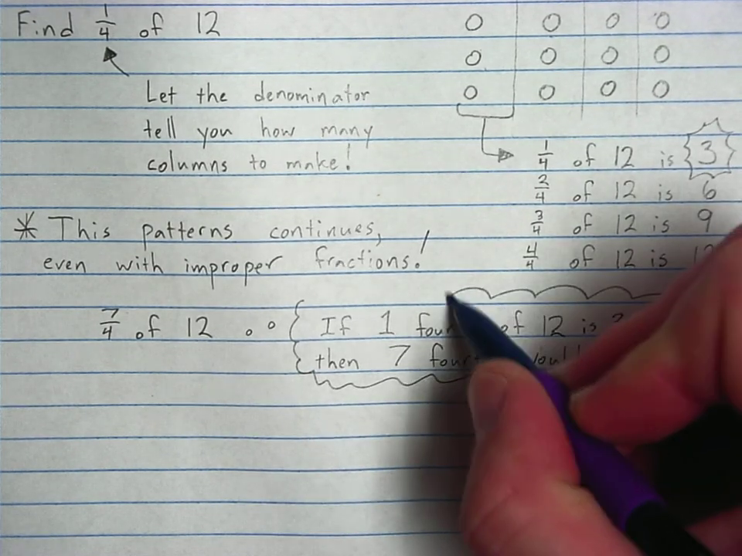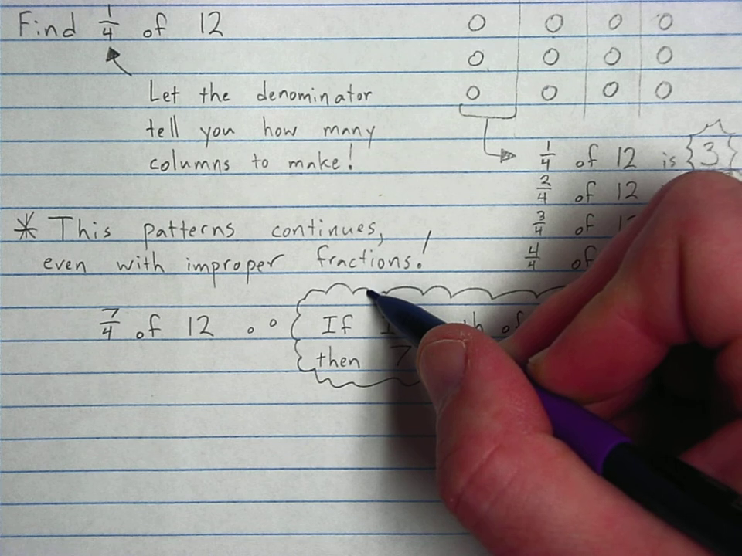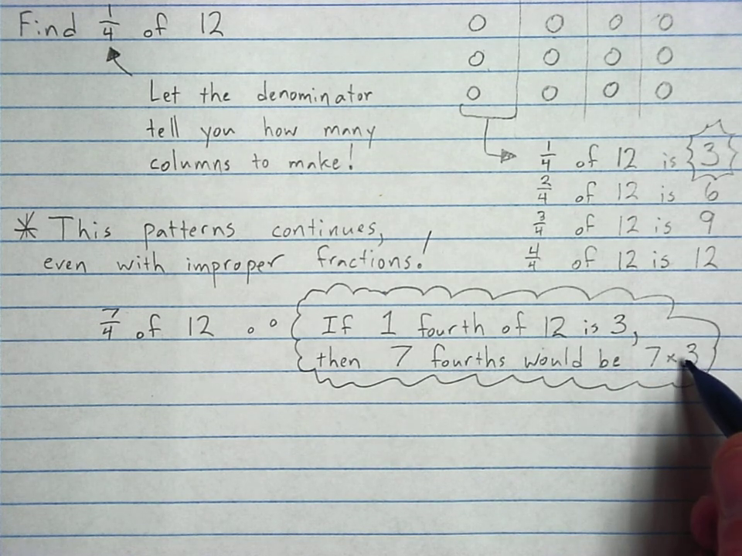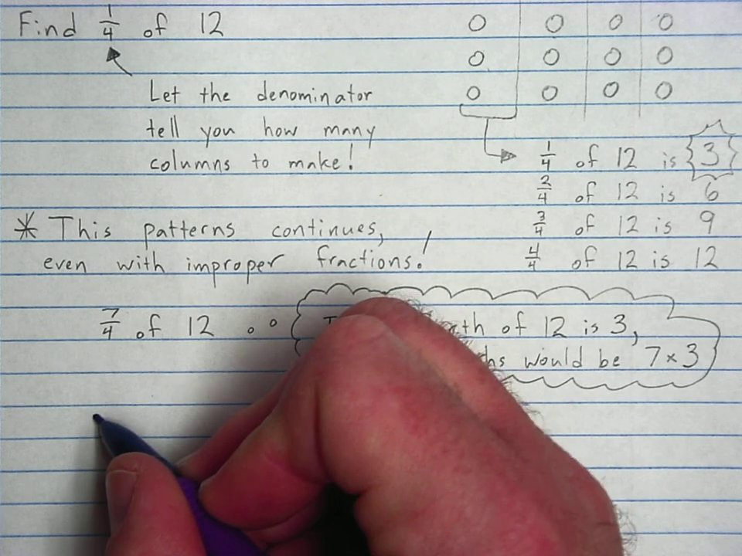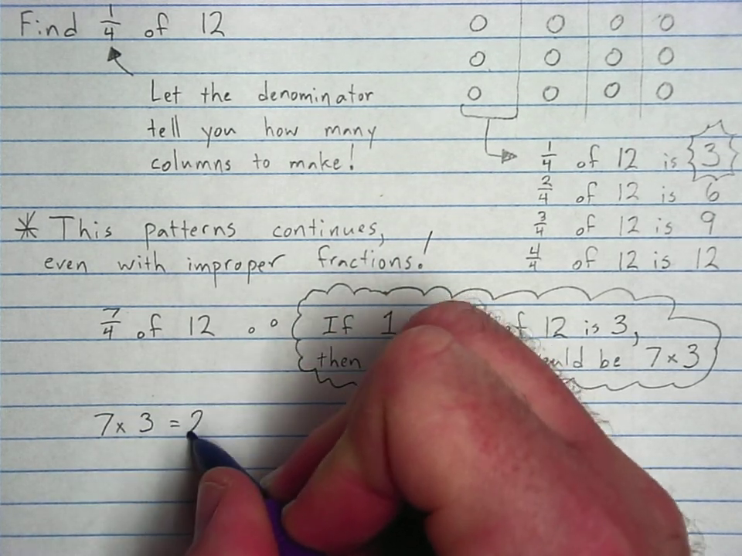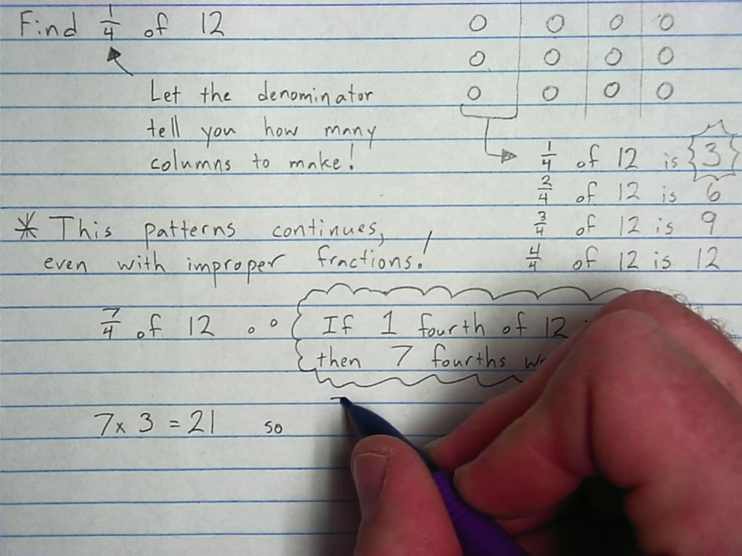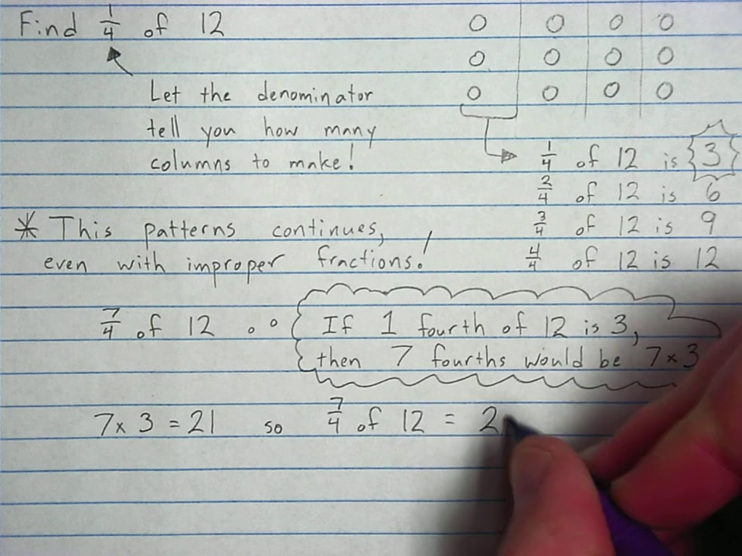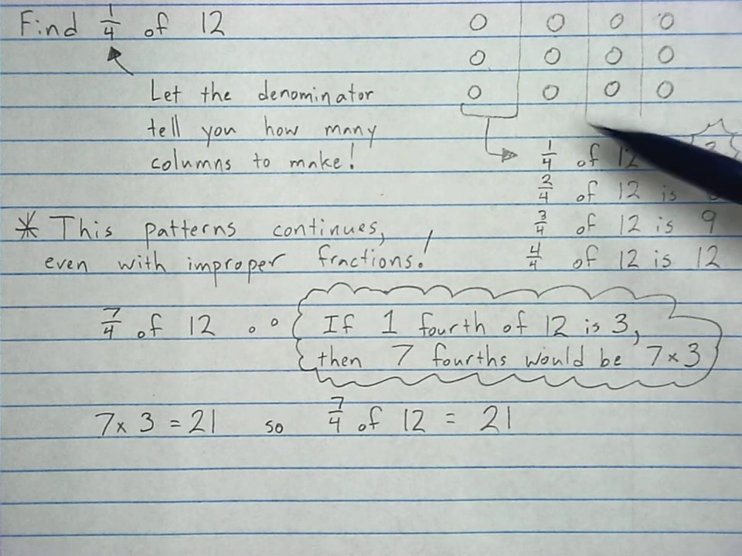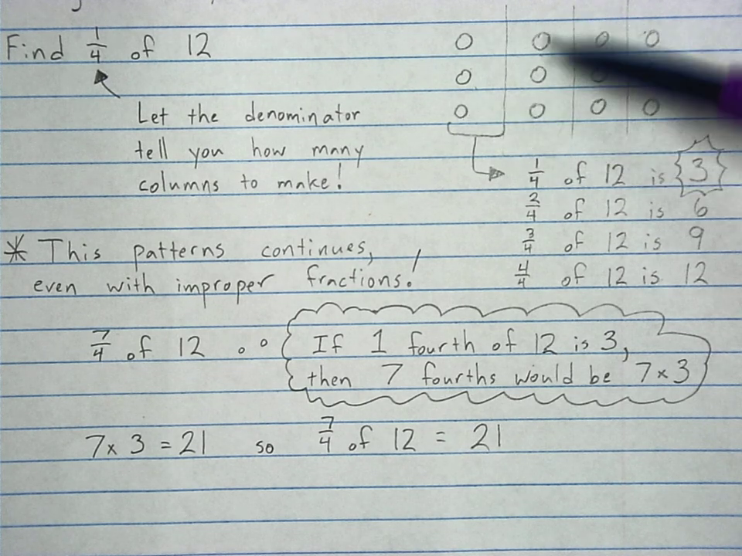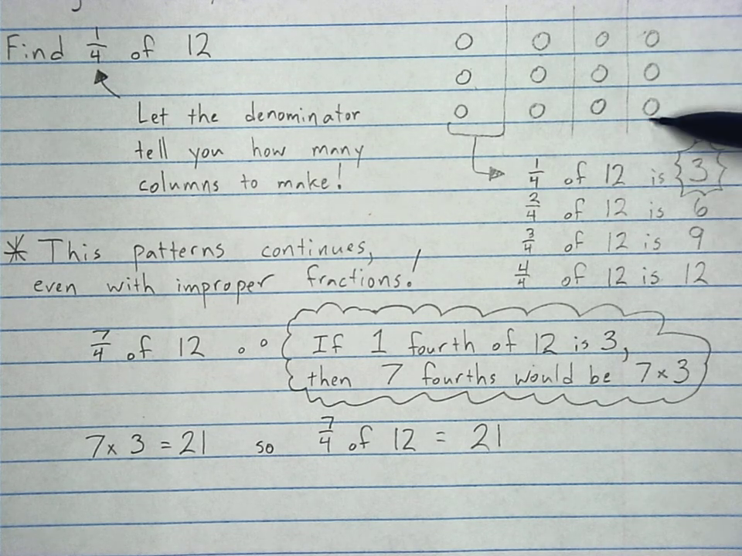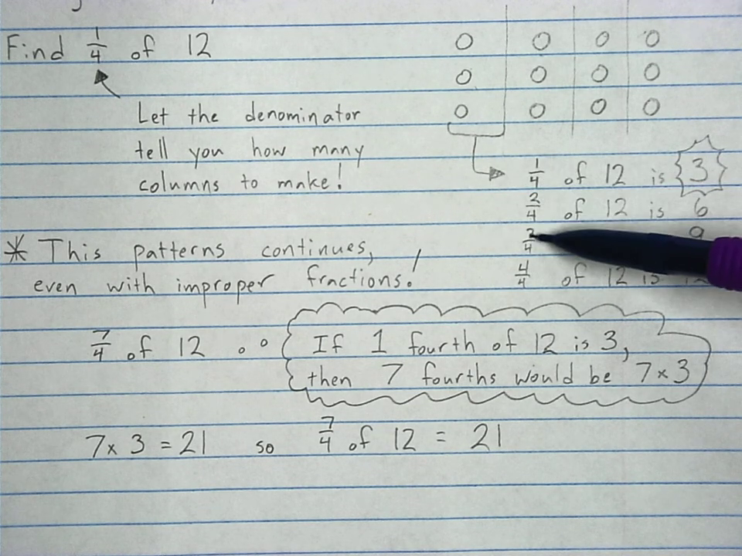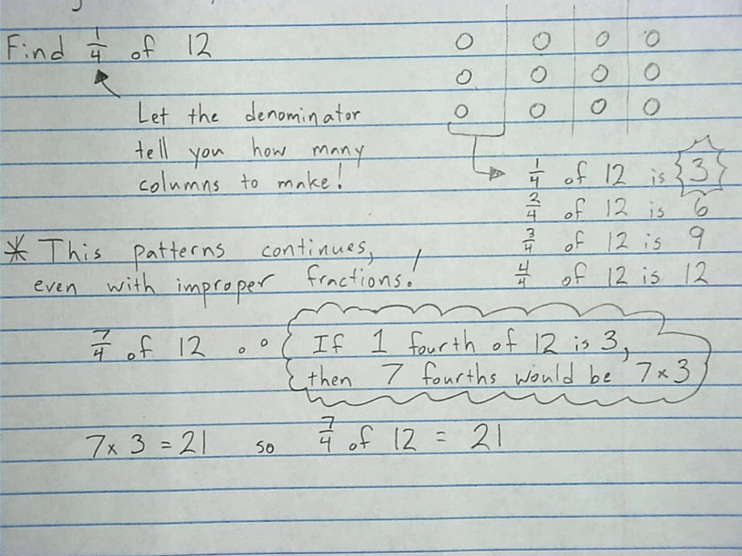So here's my thought process, and many of you have probably already figured this out. 7 times 3 equals 21. So 7/4 of 12 is equal to 21. 3, 6, 9, 12, 15, 18, 21 if I continue the pattern.